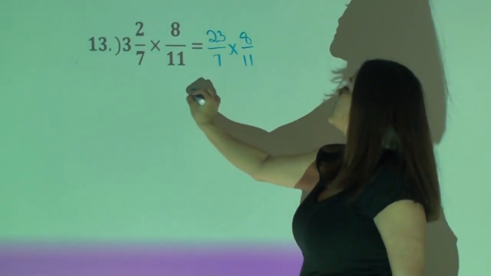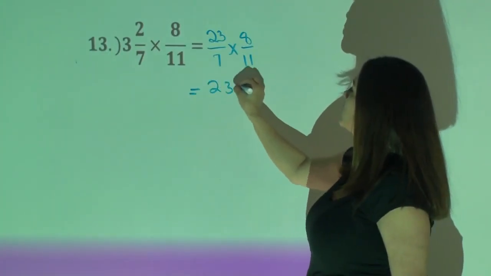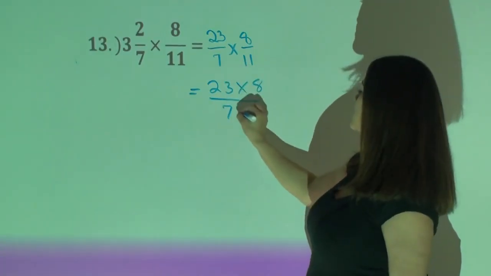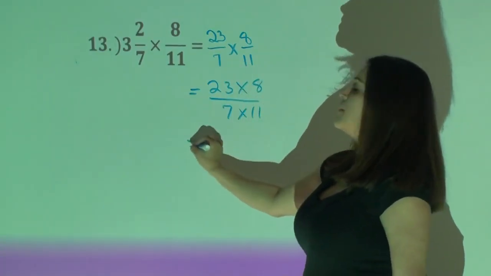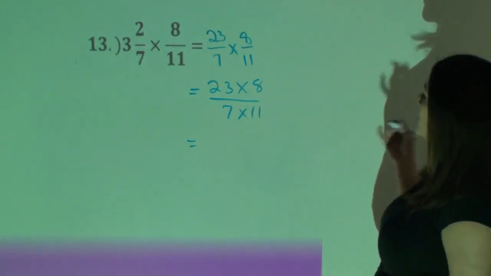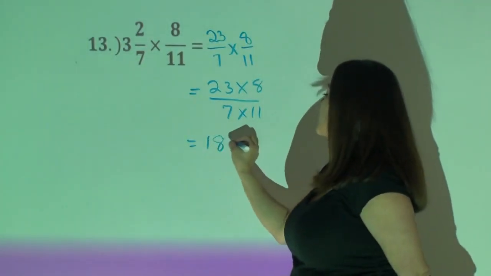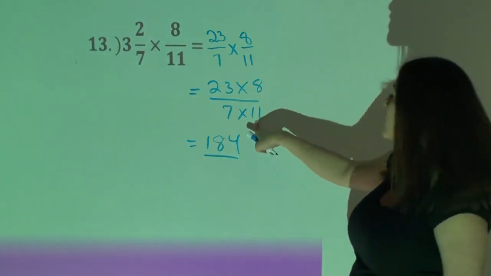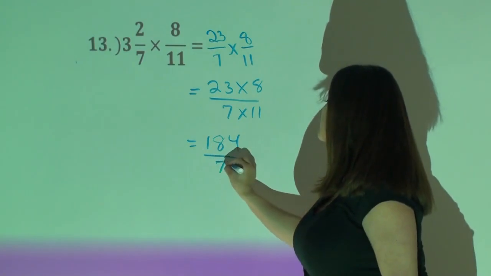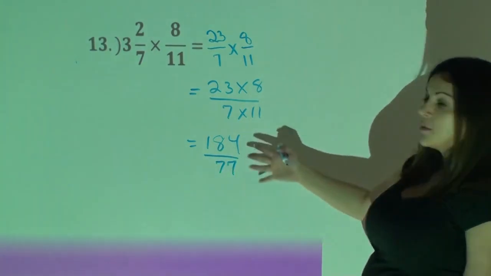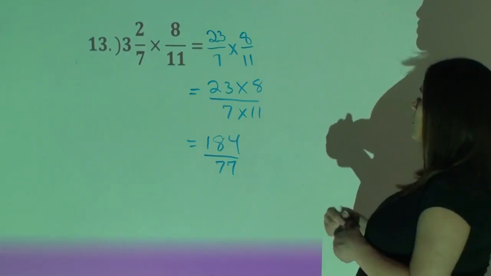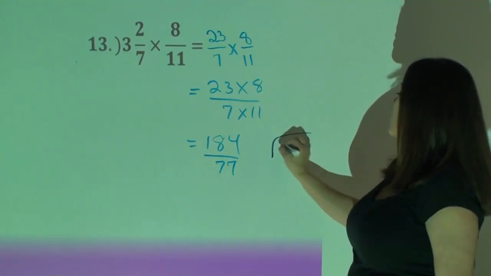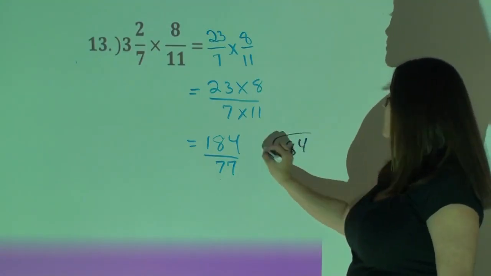That's going to give us, we multiply the numerator, 23 times 8, over 7 times 11. That'll be 23 times 8 is going to be 184, and this is one, if you needed to do calculator, you can, over 77. And here we've got an improper form, so we need to do our long division. So we're going to take 184 and divide it by 77.